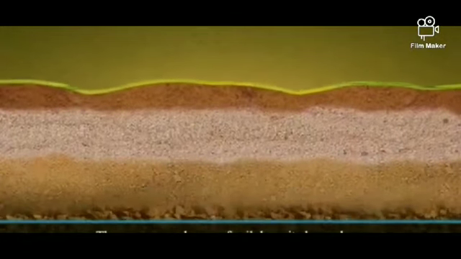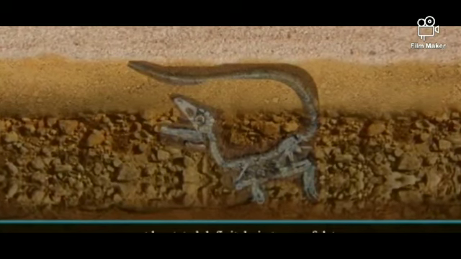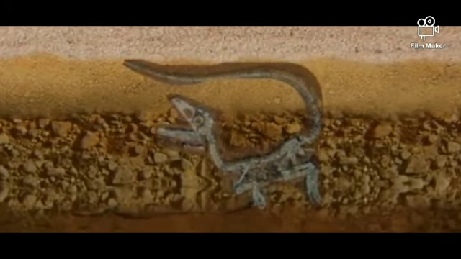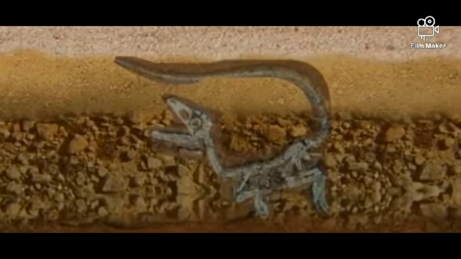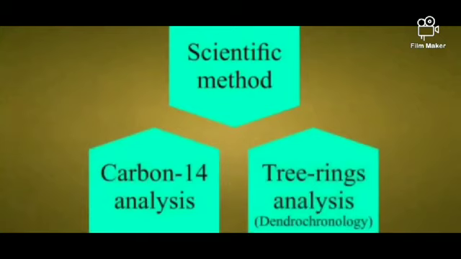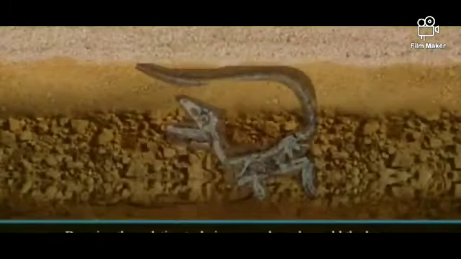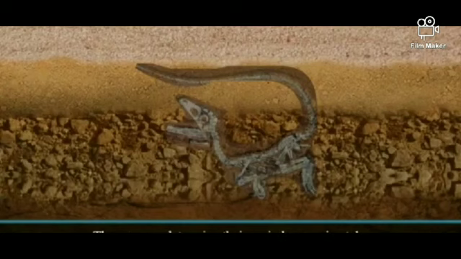There are many layers of soil deposited one above the other under the surface of the ground. The period of these layers and of the remains found in them cannot be stated definitely in terms of date. However, a rough estimate of how many years ago they existed can certainly be made using scientific methods such as carbon-14 analysis and tree ring analysis, which means dendrochronology. These methods are known as dating techniques. By using these dating techniques, we learn how old the layers of soil and the remains found in them are. Then we can determine their period approximately.